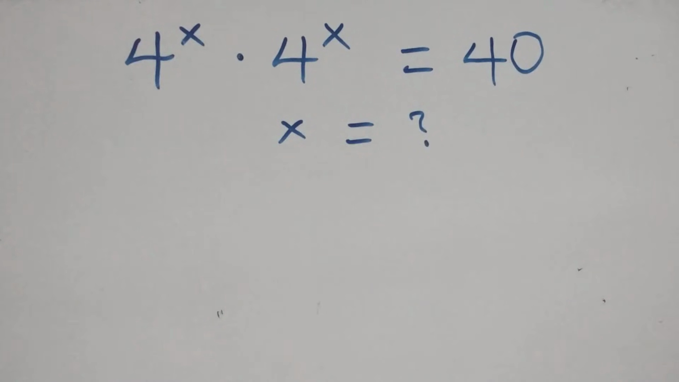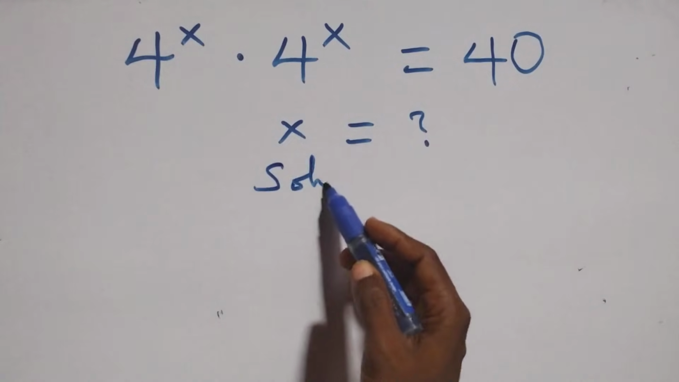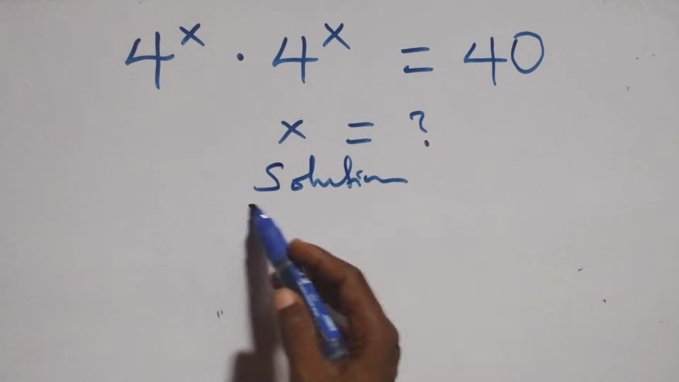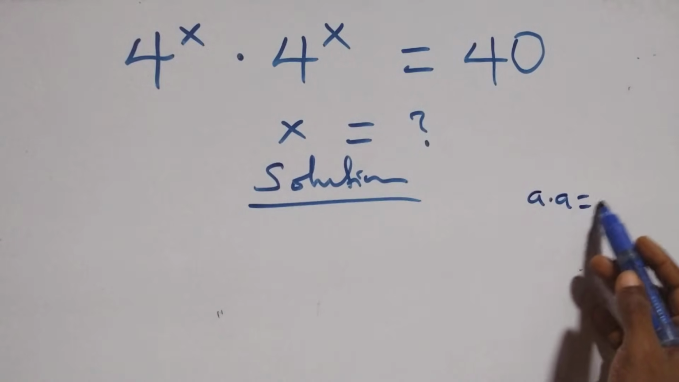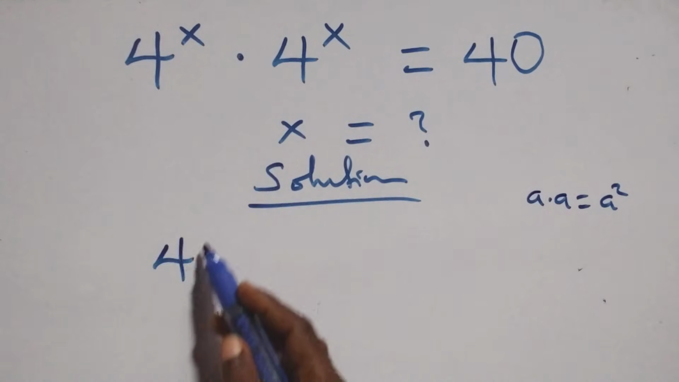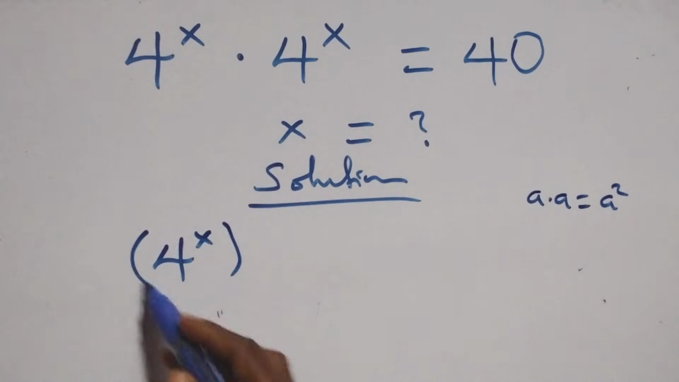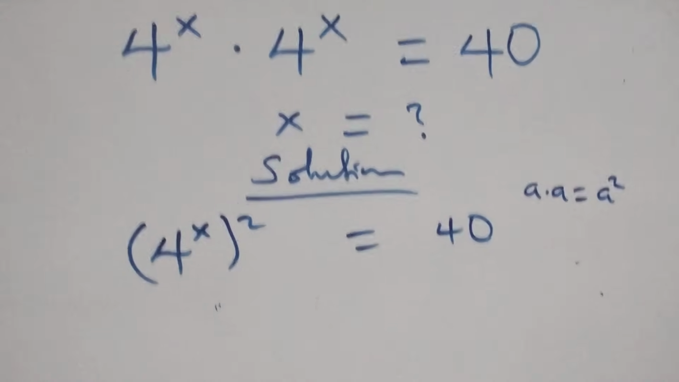Hello, you're welcome. How to solve this nice exponential equation? Solution from here. When we have a times a, this can be written as a squared. Here we have 4 raised to power x all squared equals 40 on this side.